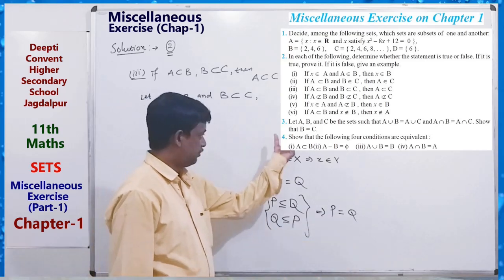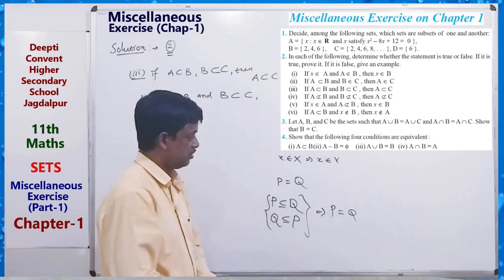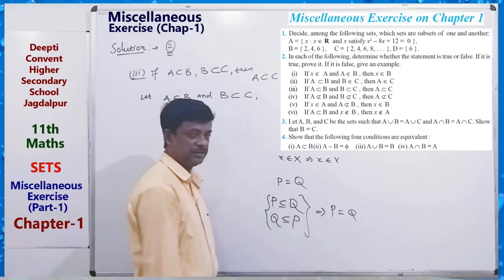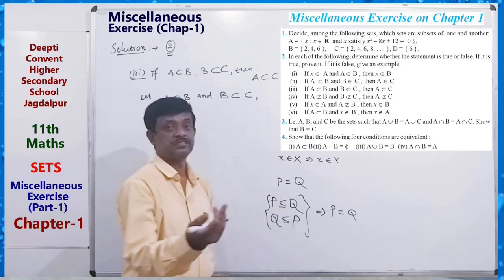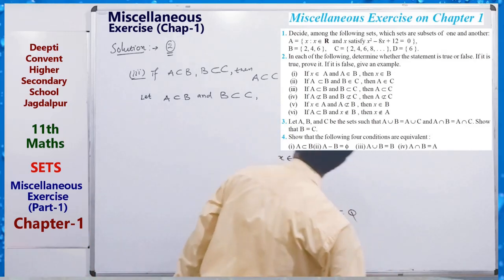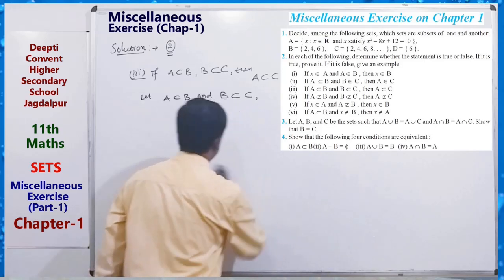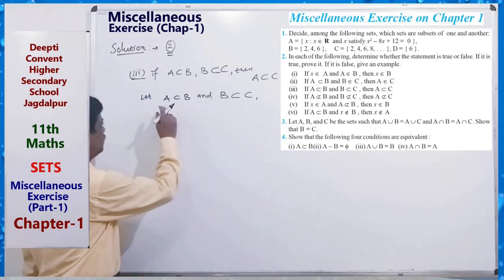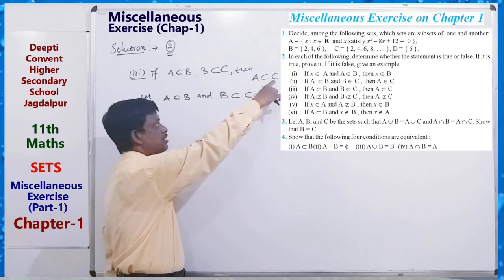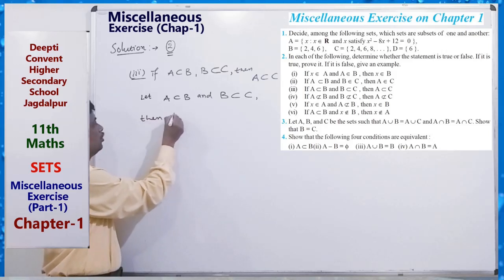Clear? If X subset Y, then every element of X is also an element of Y. Here we'll use this notation because P and Q are general sets, not particular elements. So we are using this symbol. Okay. So now here, for proving this, every element of this is also an element of this. We have to prove that.